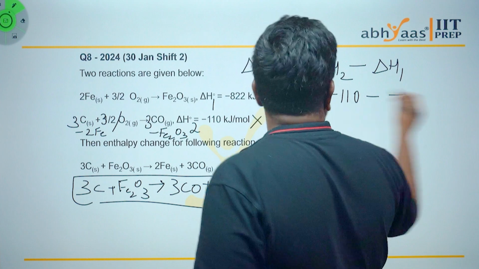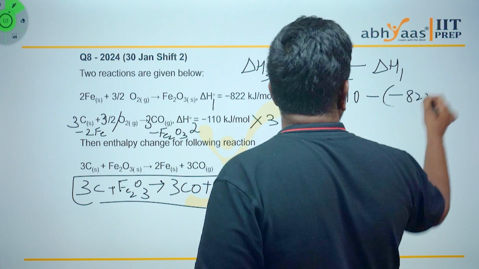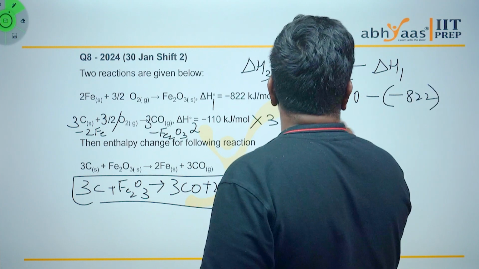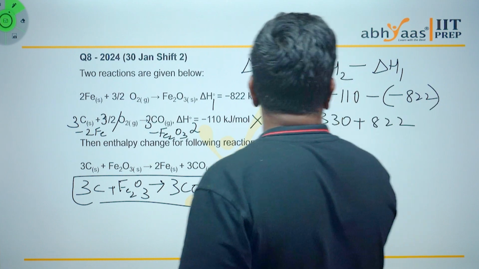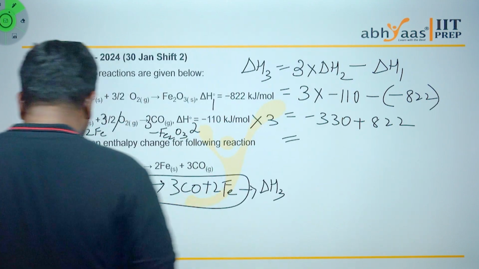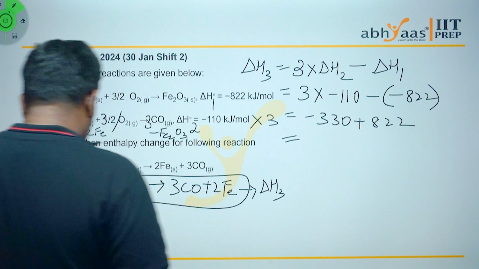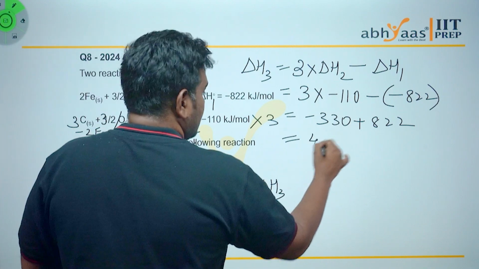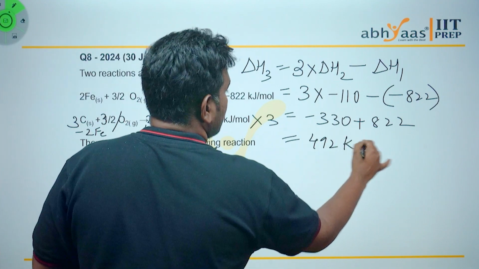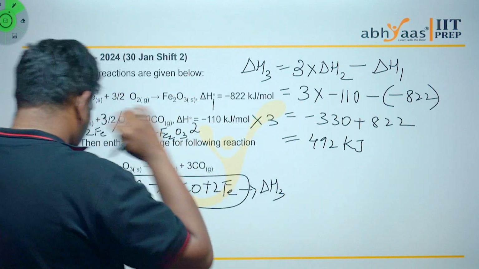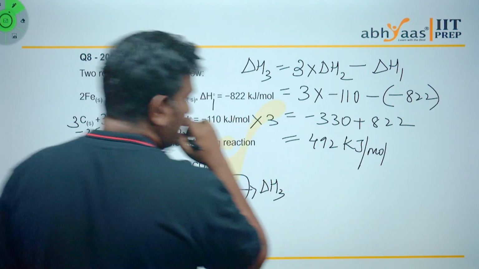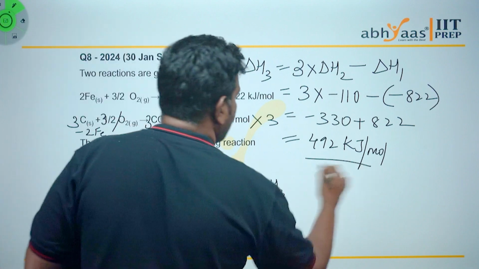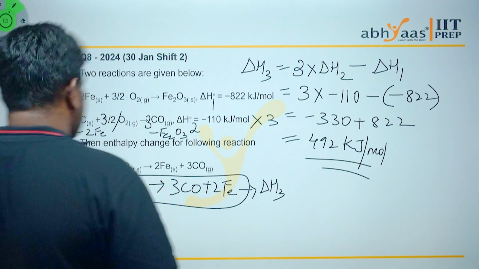Minus of 822, right? So what is that? Minus 330 plus 822, right? So can you just find out the answer for this question? What will be the answer? It will be 492 kilojoule per mole. I hope I have done it right. Right, it is 492 kilojoule per mole, right?